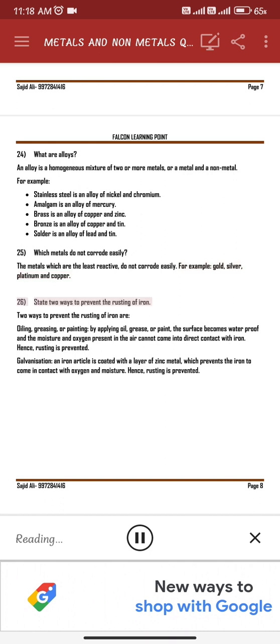26. State 2 ways to prevent the rusting of iron. Two ways to prevent the rusting of iron are oiling, greasing or painting. By applying oil, grease or paint, the surface becomes waterproof and the moisture and oxygen present in the air cannot come into direct contact with iron. Hence, rusting is prevented. Galvanization: an iron article is coated with a layer of zinc metal, which prevents the iron from coming in contact with oxygen and moisture. Hence, rusting is prevented.